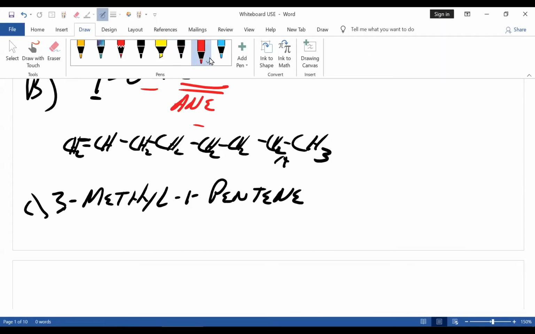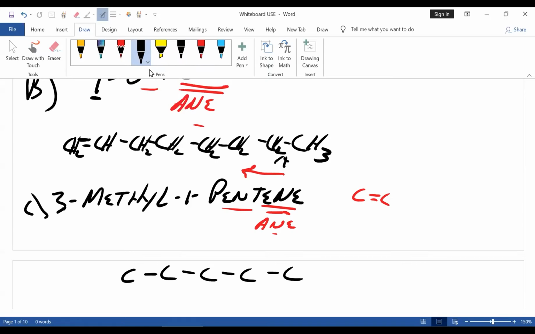How do we decode this secret message to figure out what to draw? You start from the right and move left. EN, the ending, double bond. If this were ANE, pentane, 5 carbons. So I have 5 carbons. My double bond is at carbon 1. I'll do it this side. So this is 1, 2, 3, 4, 5. On carbon 3, there's a methyl group because I'm going this way. Methyl on carbon 3. And now I'll put in my hydrogens.